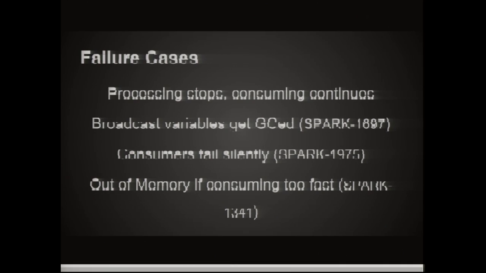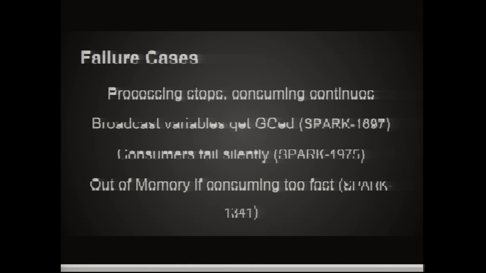Let's talk about the main failure cases that we've seen in streaming in Yarn. With respect to streaming, the consumers and the actual processing are completely independent. What that means is that the task could stop and the consumer could keep consuming, or the consumers could stop consuming and the task will continue. And both of these are bad.